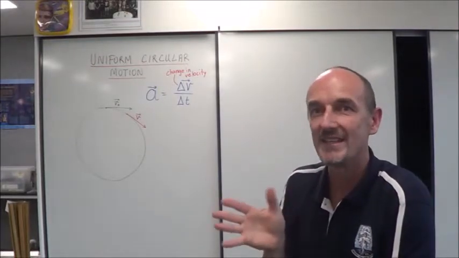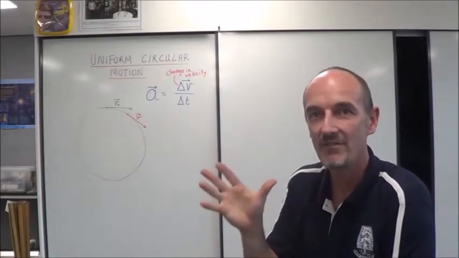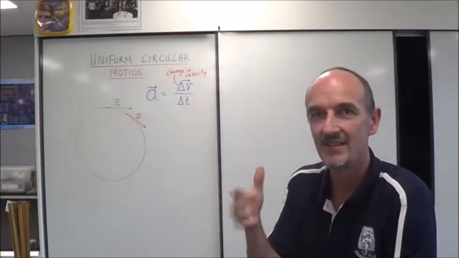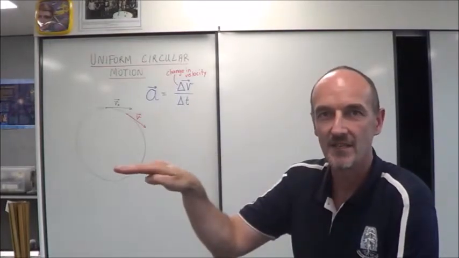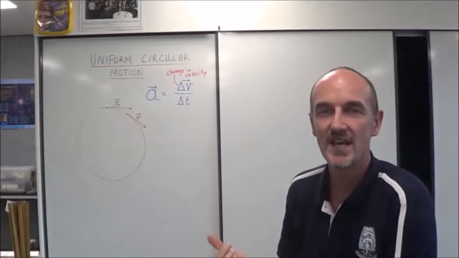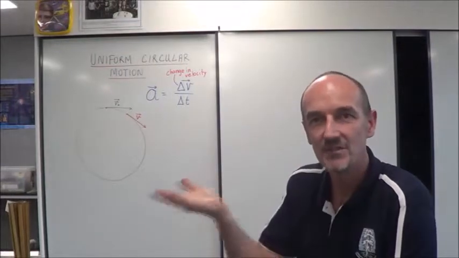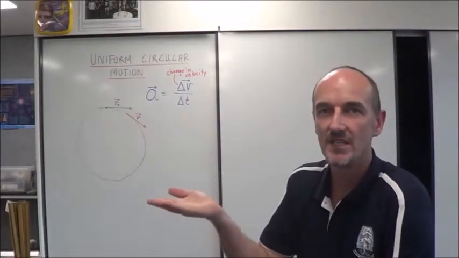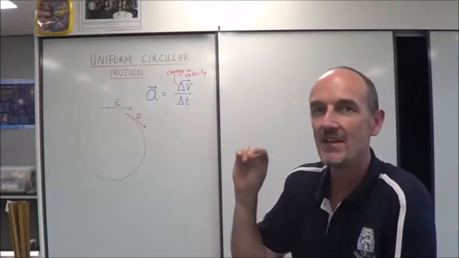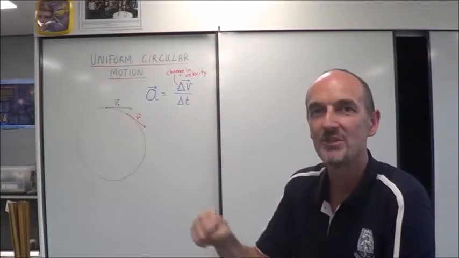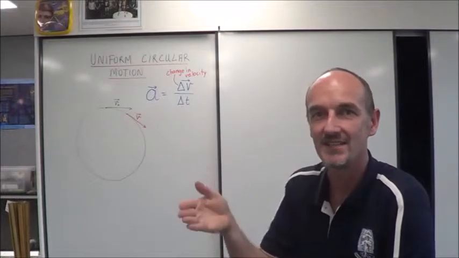So if we were to look at the speed of the object, we would see that it's always constant. However, if we look at the velocity, if you remember the definition of velocity, it's speed in a given direction. So in this case, the direction is changing, and therefore we have a changing velocity. Even though the speed is staying the same, the velocity is changing. So what we're going to look at is: is the object moving in uniform circular motion actually accelerating? Because its velocity is changing, is it accelerating?